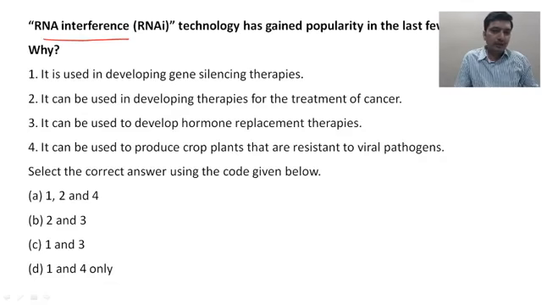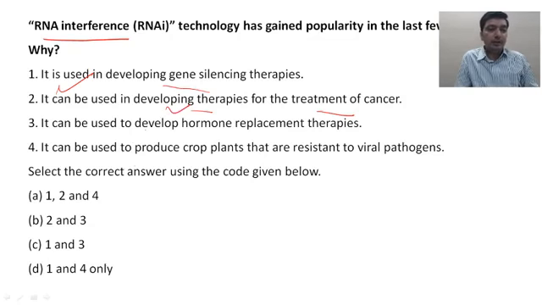So it is used in developing gene silencing. Can you silence genes using this? If you're targeting mRNA, if you target completely, yes, it can silence the gene product. So yes, this is the right statement. And it can be used in developing therapies for the treatment of cancer. I know this is a little bit of a stretch, but we have to understand that in cases of cancers, some genes are overexpressed. So if you use RNA interference technology, you can stop those overexpressed genes. We refer to them as oncogenes. Yes, it is really useful in treatments of cancer.